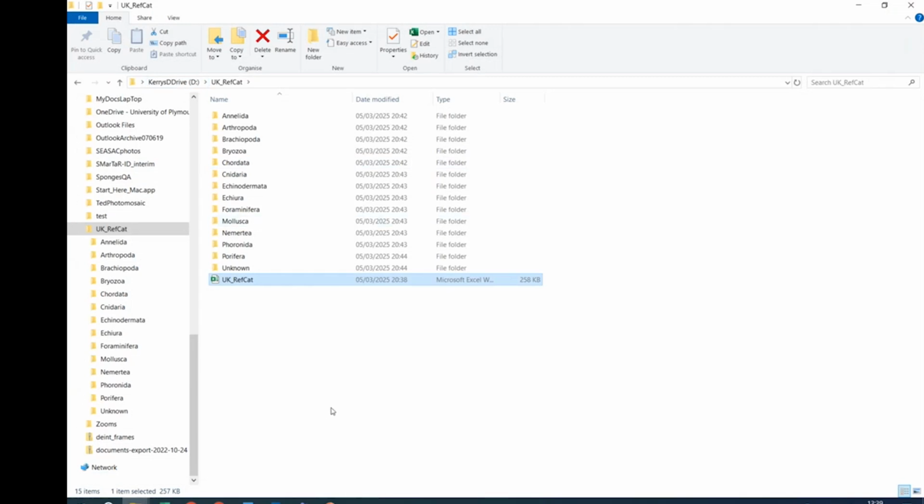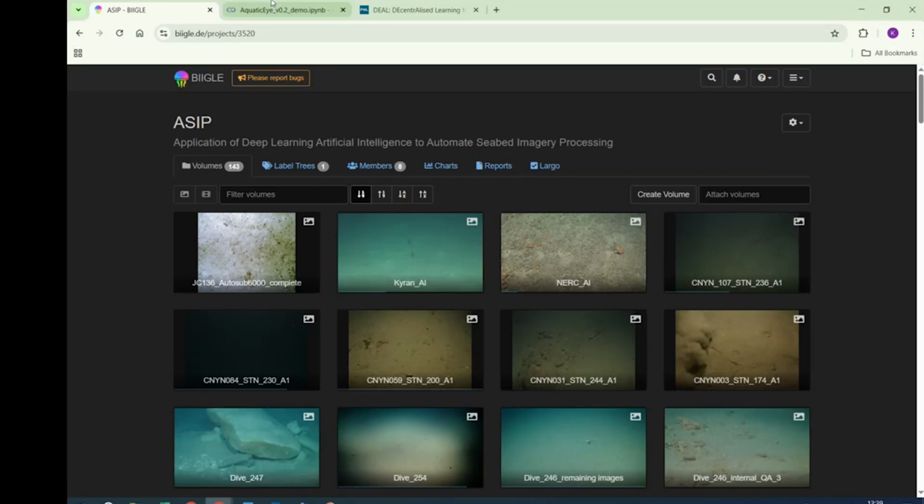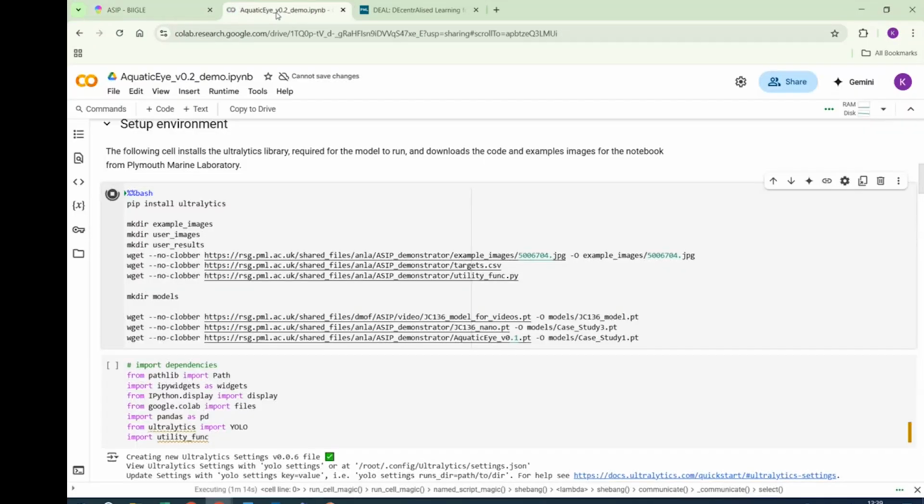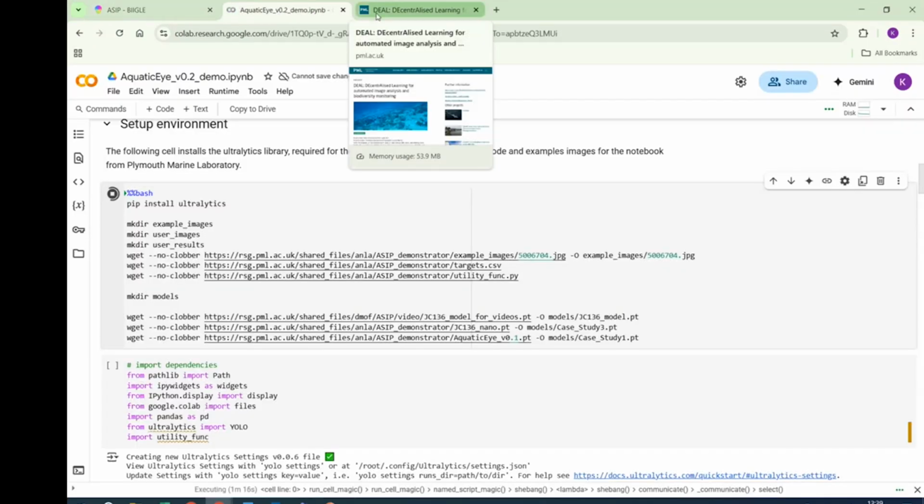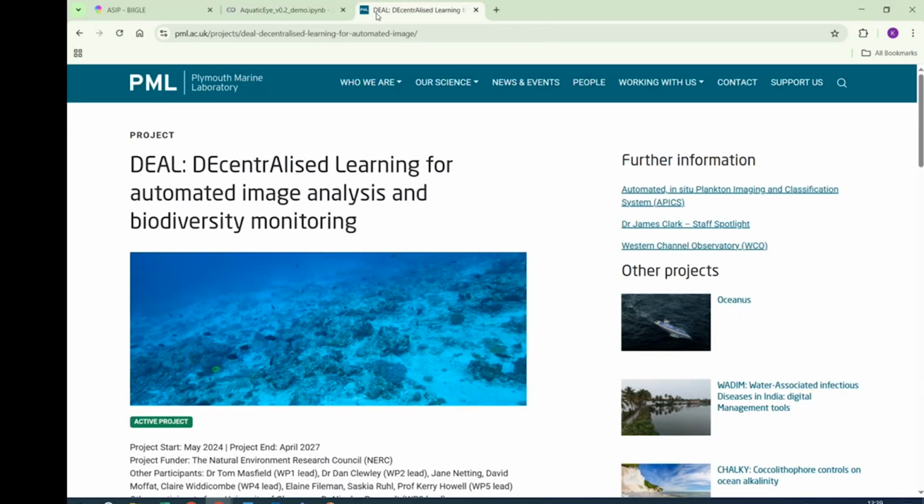And I think that was all I was going to share. Oh, and just to say, I guess this work is continuing in some sort of format. There's work going on within this project, the decentralized learning for automated image analysis and biodiversity monitoring, which is really much more focused on the AI algorithms. And so we are continuing to work on benthic imagery through this project, which is funded by the same call as the PayDiver project that Johnny mentioned earlier.